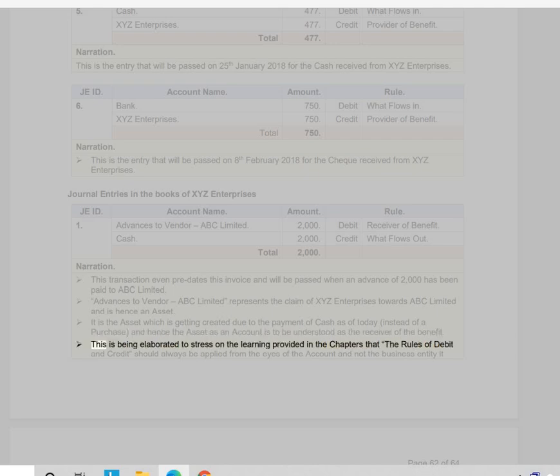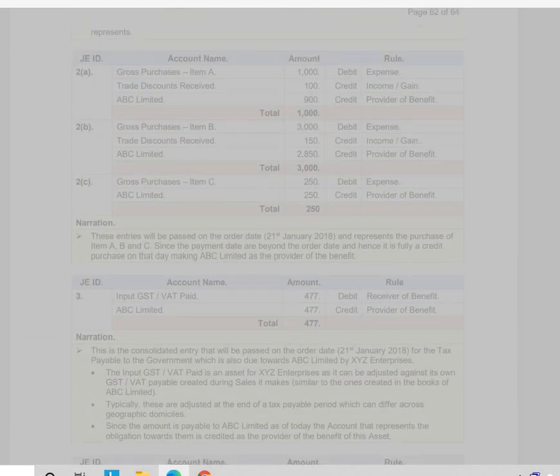benefit. This is being elaborated to stress on the learning provided in the chapters that the rules of debit and credit should always be applied from the eyes of the account, and not the business entity it represents. Page 62 of 64.